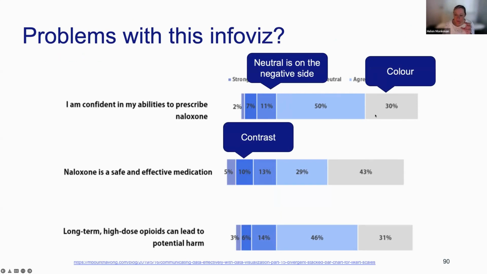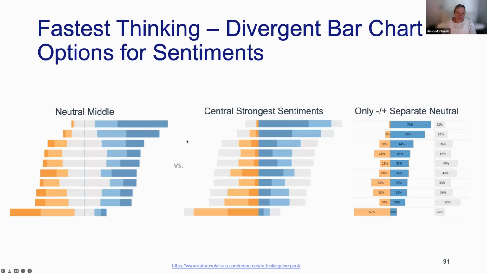The color isn't very helpful. Usually what we want to do is increase the strength of the color as we get closer to one of the poles. So if we have someone who strongly agrees with something, we would want that to be a more concentrated color, and then toward the neutral, we would use a gray or something, and then a lighter version of it for the agreeing. So the contrast on some of this is also bad. It's a little bit hard to read. So the fastest thinking that we can do is having divergent bar charts. So we would have options. These are for when we have sentiment data. So we have the neutral middle.